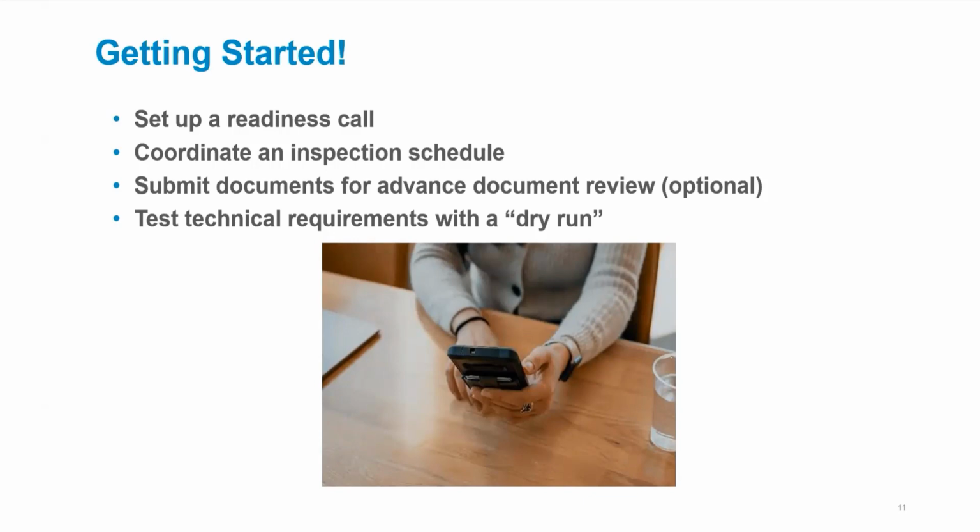There are some simple steps your lab can take to facilitate your virtual inspection. First, set up a readiness call. A call will be scheduled between the inspection team leader and the laboratory medical director approximately 3 to 4 months prior to the laboratory's anniversary date, or inspection due date if different from the anniversary date. Next, work with your inspection team to coordinate an inspection schedule and submit your documents for pre-inspection document review. Finally, test your technology with a dry run. Each of these steps is described in detail on the following slides.